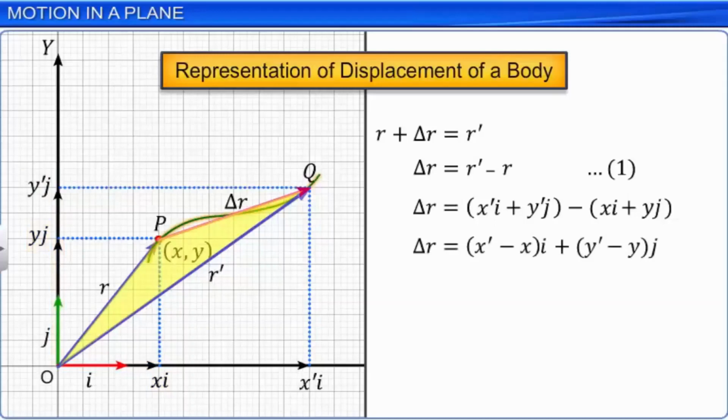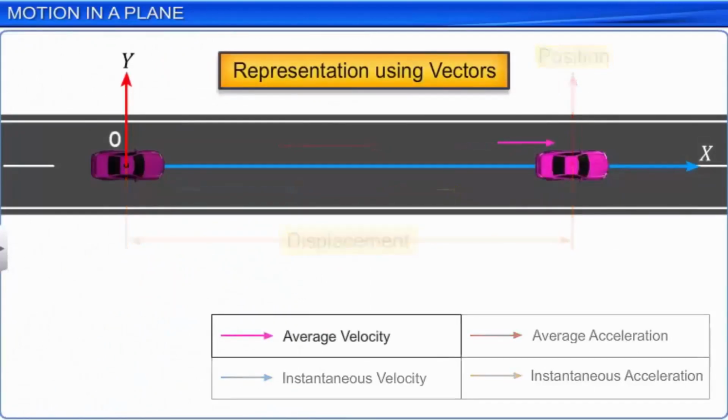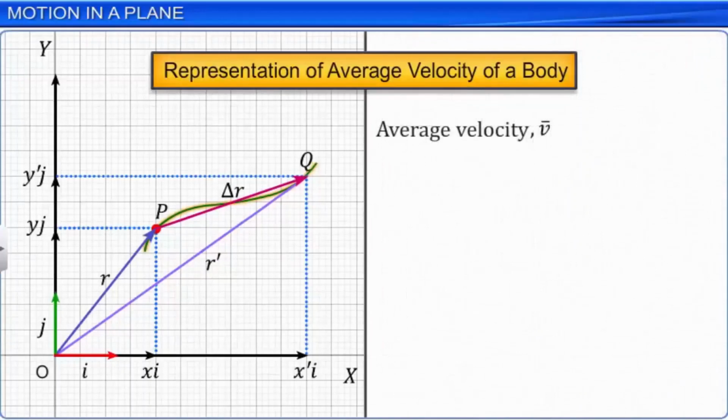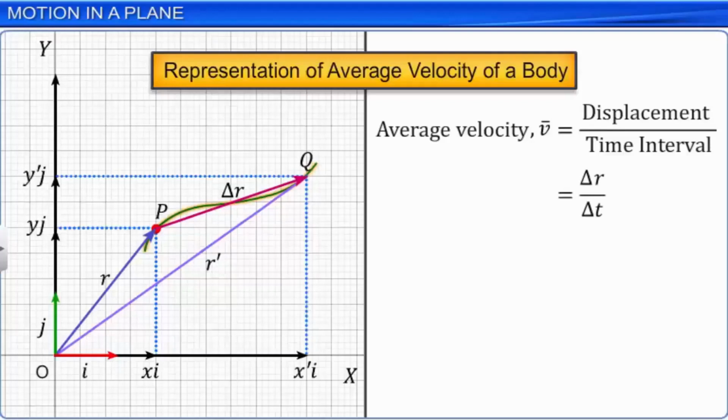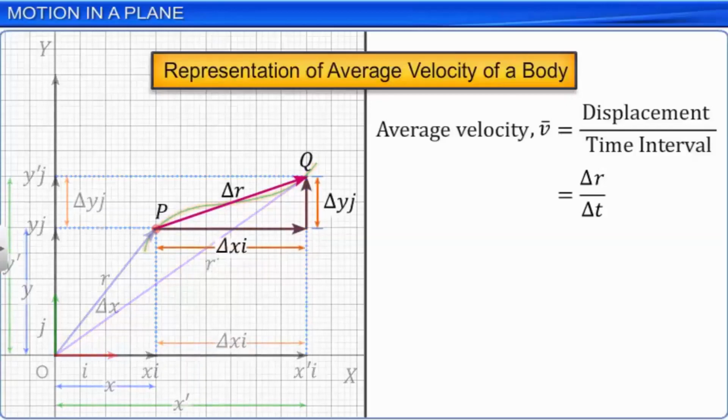Now let us see how we can represent average velocity of a body using vectors. Consider the same body to move along a curve in the xy plane. In this case, the average velocity of the body is the ratio of displacement and the corresponding time interval. Here, displacement is delta r and the time interval is delta t. As shown in the figure, delta r is substituted by delta x i plus delta y j. On simplification, we get v bar x i plus v bar y j. The direction of the average velocity is the same as that of delta r.